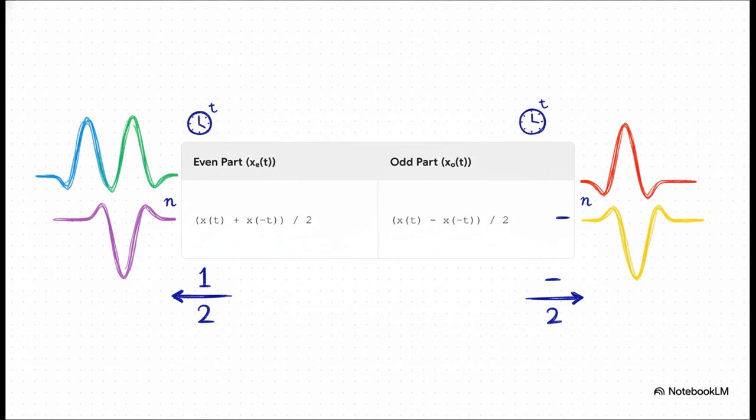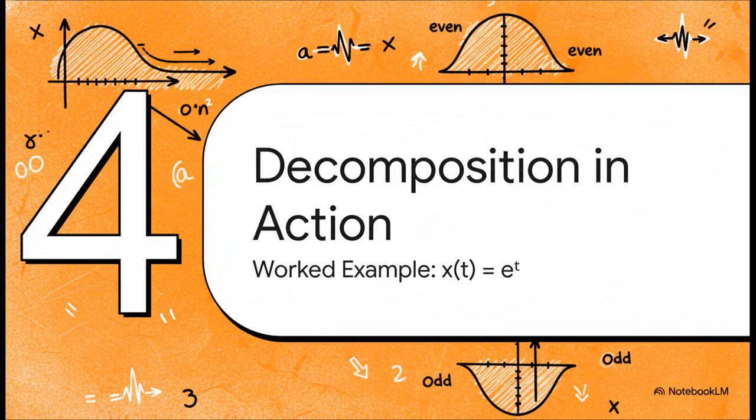And here they are. These two simple formulas are all you need. To get the even part, you take your signal, add its mirror image, and divide the whole thing by 2. For the odd part, you do the same thing, but you subtract the mirror image and then divide by 2. That's it. And the best part is, these work for continuous time signals with t and for discrete time signals with n.